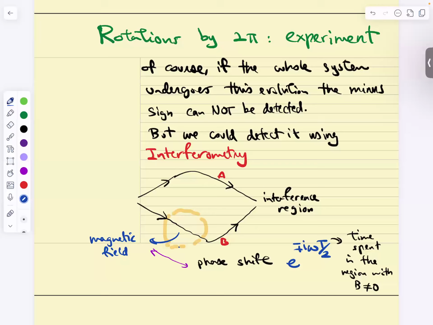So let's say you pick a point here where they constructively interfere, and you get something. Then what you're going to do is pick a region here, only here, and turn on some magnetic field B. Now this particle is exposed to the magnetic field for a certain amount of time. If it's moving with speed c, the time is the length over the speed of light, L over c. That's the time it's exposed, and during that time, it will pick up these phases, e to the minus i omega T over 2 and e to the i omega T over 2.